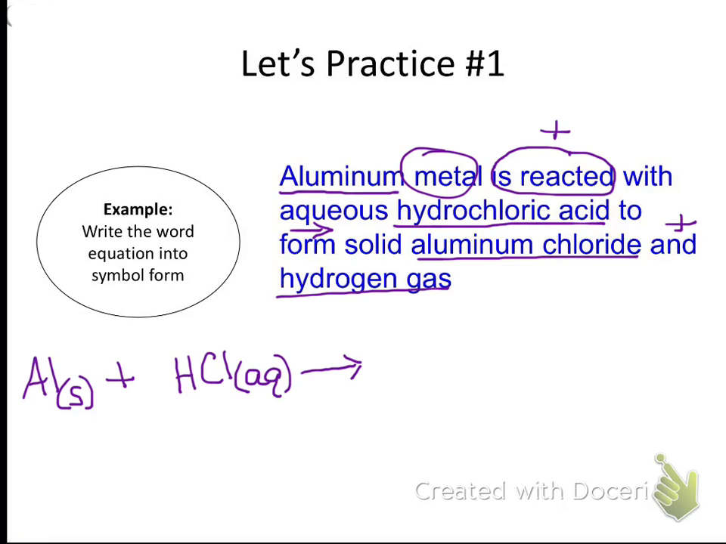Now, this is where we refer back to our former unit. Aluminum chloride, we know, is AlCl. This is an ionic compound. Remember, when it's ionic, you can't just write the letters down. You have to think that aluminum has a +3 charge, chlorine has a -1 charge. If we crisscross these, we get AlCl3. And notice it says it's solid.